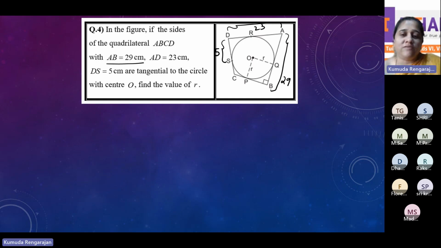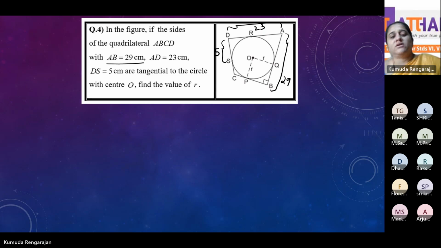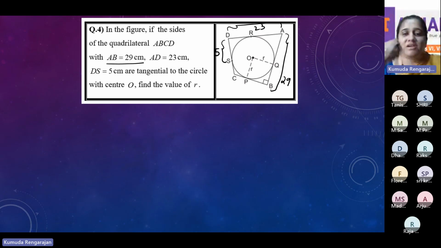Now, let's start with DS. DS is equal to 5 centimeters. DS is equal to which line segment? DR. DS is equal to DR because D is an external point.